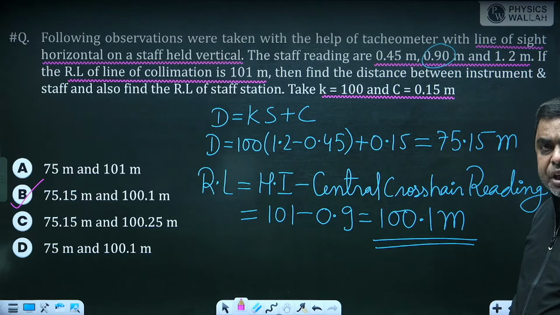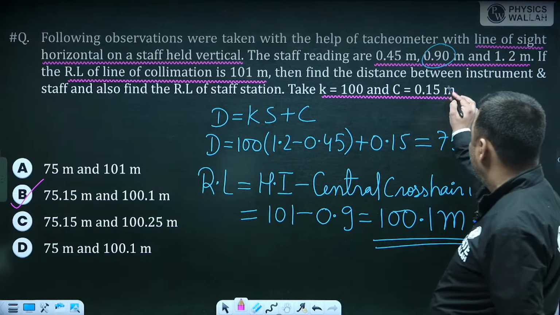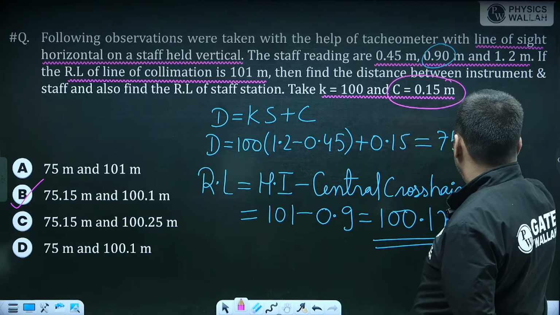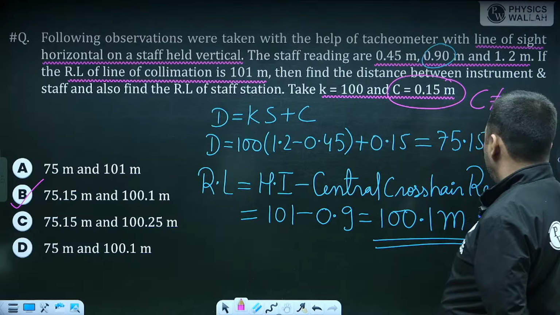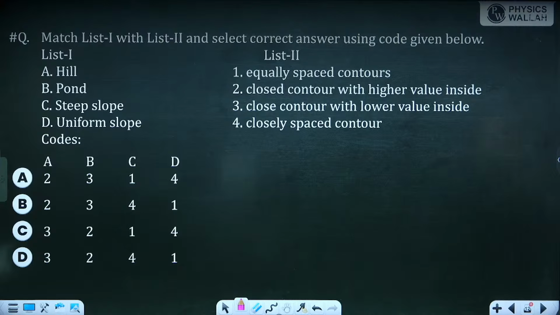It will not be D. Neha ji, we have the value of C. C is not equal to 0. Good. Further. Easy question.